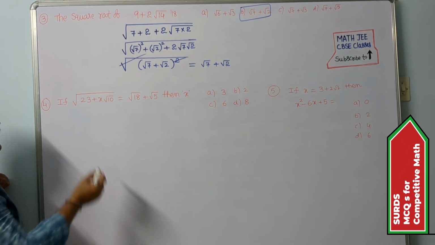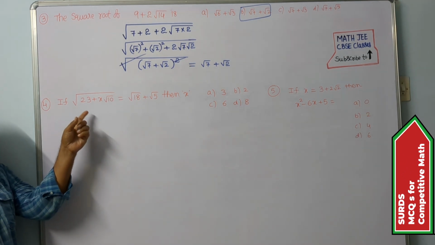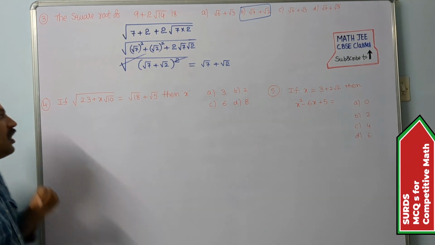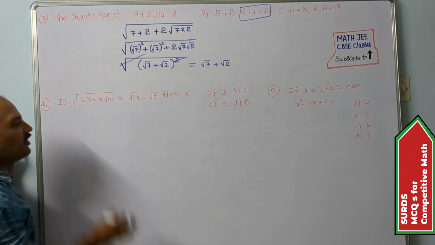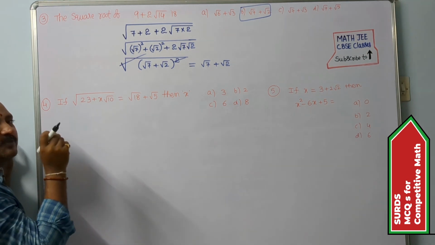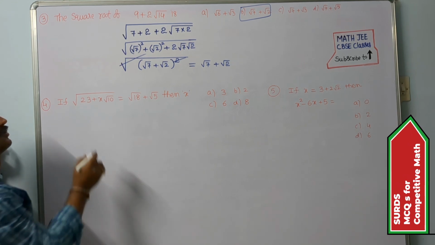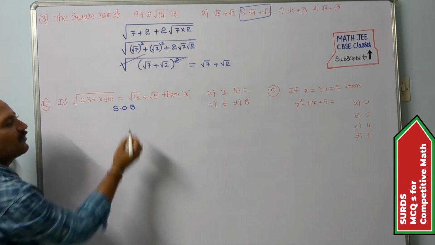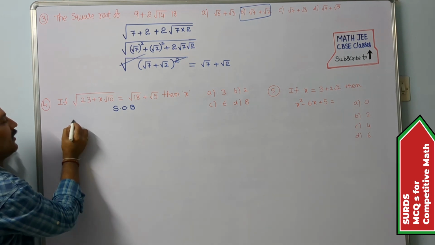This is also related to square root only. So what is given? Root over 23 plus x root 10 is equal to root 18 plus root 5. If you observe these two without root, if you add 18 plus 5, is it equal to 23 or not? So that means 23 can be expressed as the sum of the two numbers 18 and 5. For this I am squaring on both sides. Now if you square both sides, the square root is going to be eliminated.